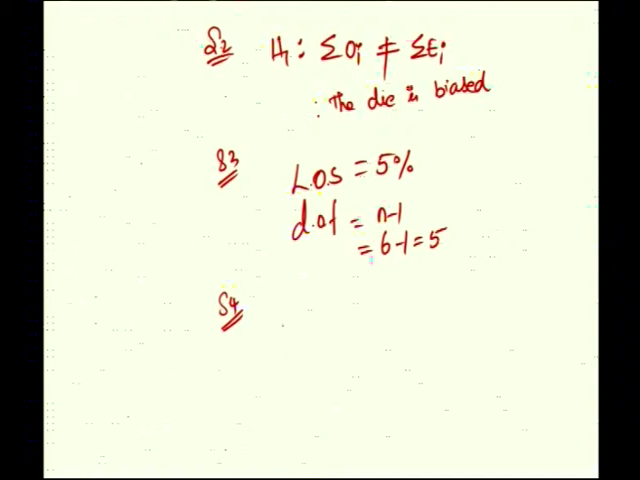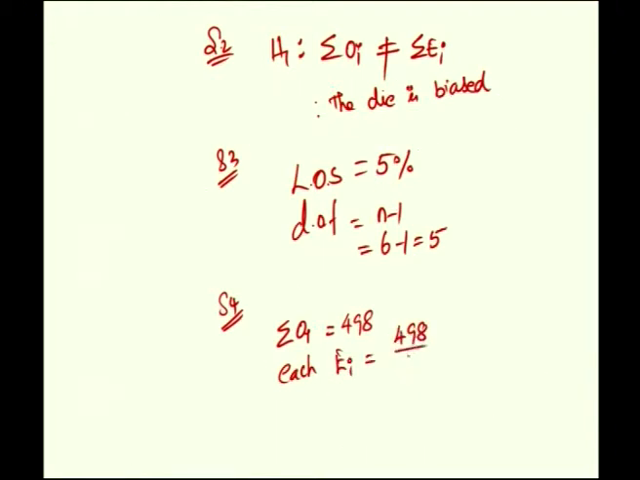To find EI, we found that summation OI value is equal to 498, is it not? That is what it is thrown, 498 times. So, summation OI is 498. Therefore, when it is distributed for 6 categories, then each EI will be equal to 498 divided by 6, which is equal to 83. So, this 83 is distributed equally for the 6 categories 1, 2, 3, 4, 5 and 6.